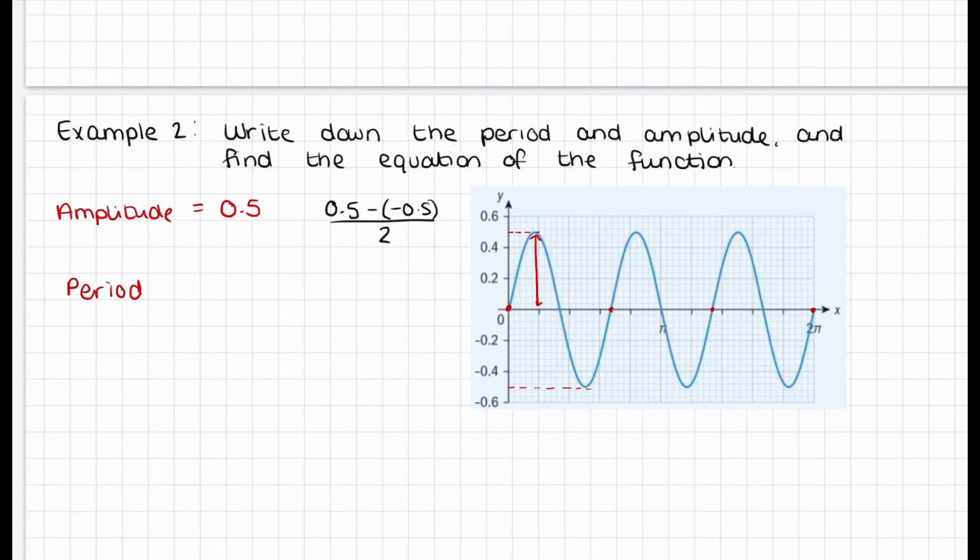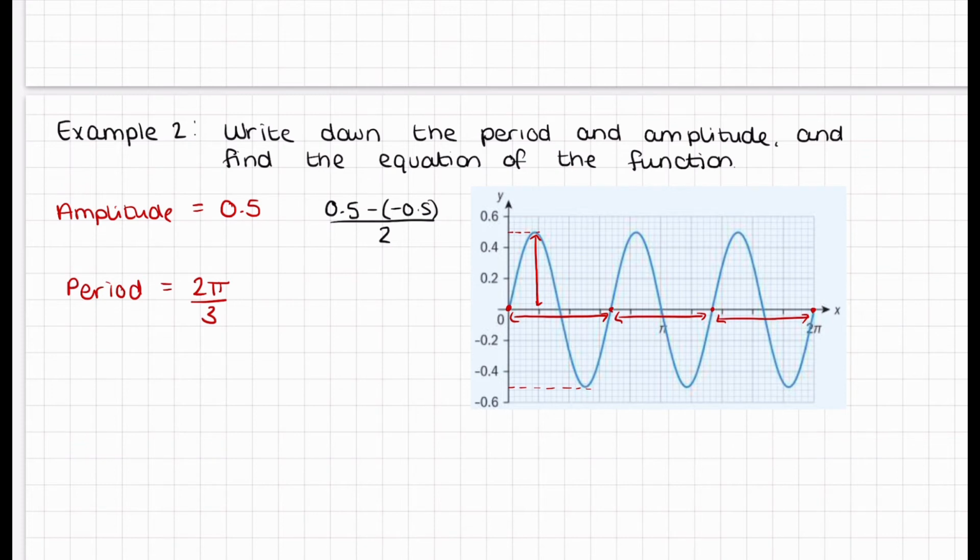So you can see there within 2 pi, it is doing 3 full cycles. It's doing 1 full cycle from here to here, the next one from here to here, and the last one from there to there. So over 2 pi it's doing 3 full cycles, which means the period will be 2 pi over 3.